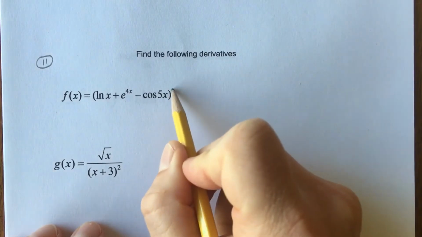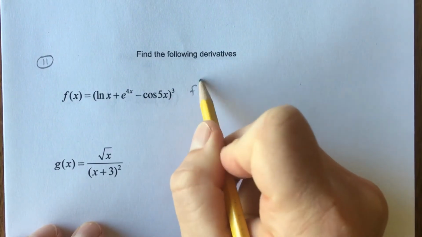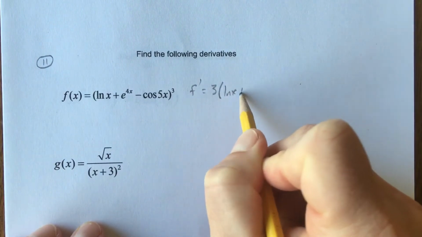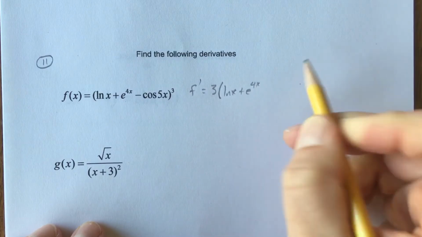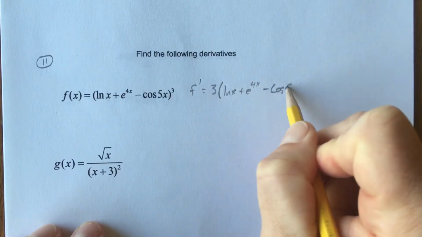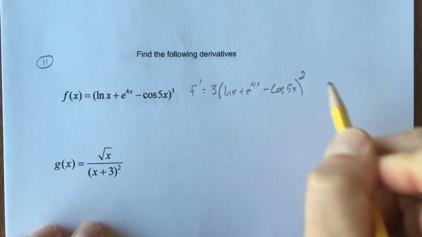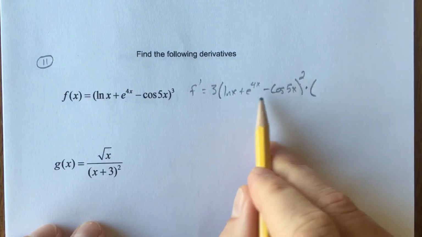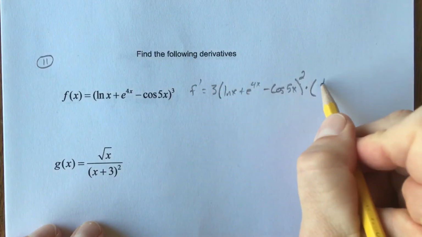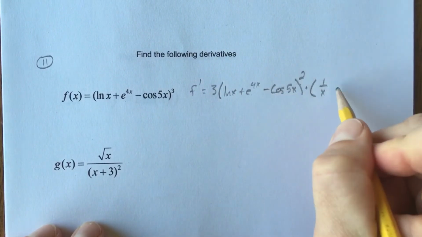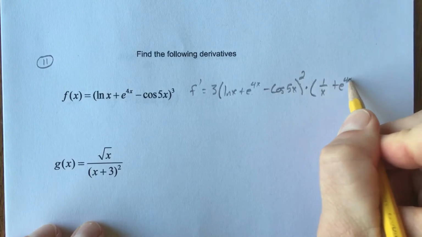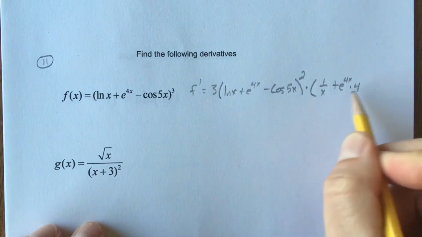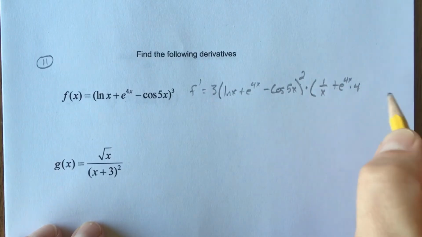It's going to start as a chain rule. 3 is the outside, so our derivative would be 3 times everything inside as is. So we're not doing anything to that yet. To the second power times the derivative of what's inside, and each one requires its own separate thing. So derivative of natural log is 1 over x. Derivative of e is e again times the derivative of that exponent, which would be 4. And you can put that 4 in front if you want, it doesn't matter.